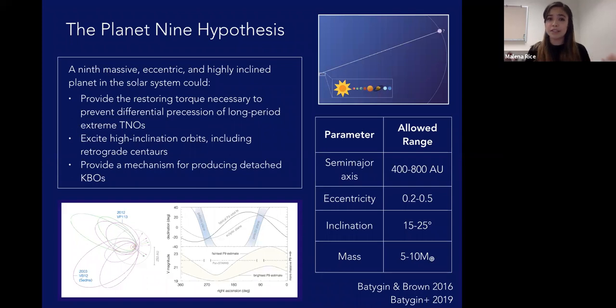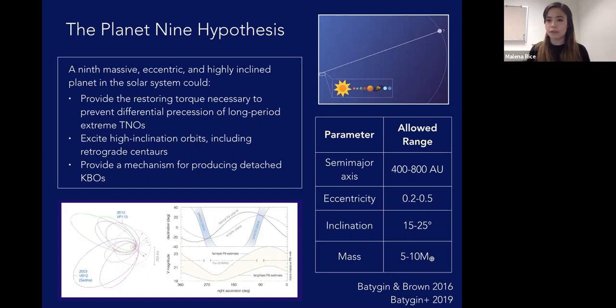So if Planet 9 does exist, then the appeal of it is that it would be capable of providing this restoring torque that would be able to prevent the precession of these extreme Trans-Neptunian objects. And it would also be able to provide a mechanism to create detached Kuiper belt objects, to create high inclination orbits of objects such as centaurs that are a little bit more difficult to explain with some of our current dynamical models. The most up-to-date parameter ranges for Planet 9 are shown on the bottom right here.